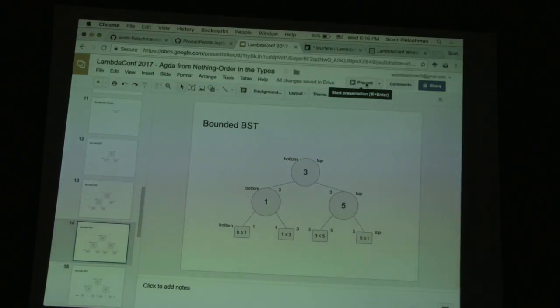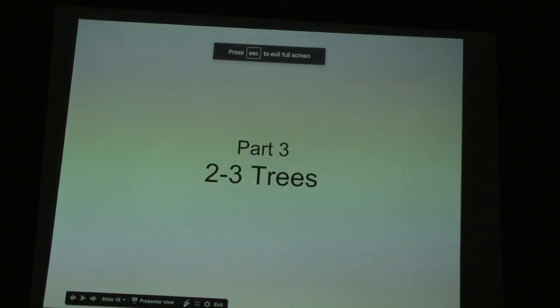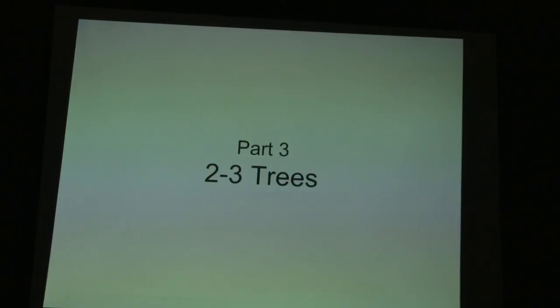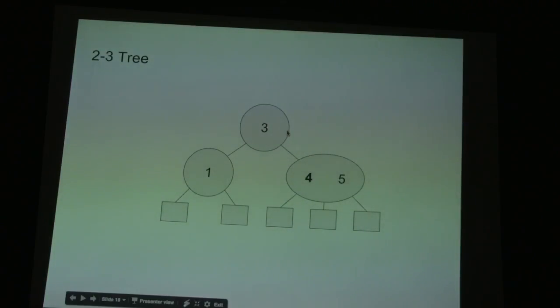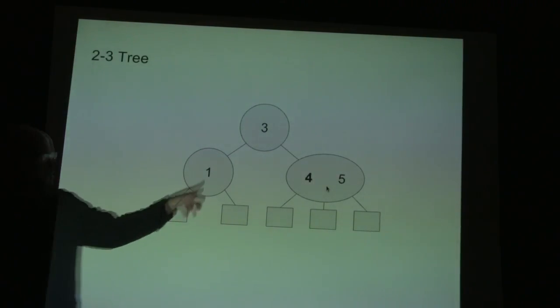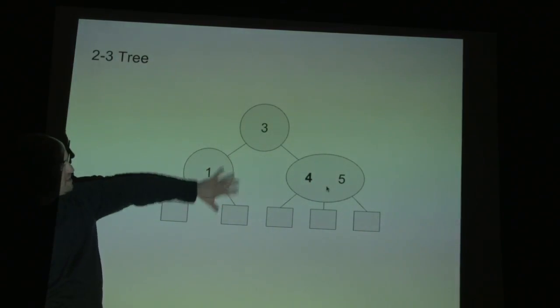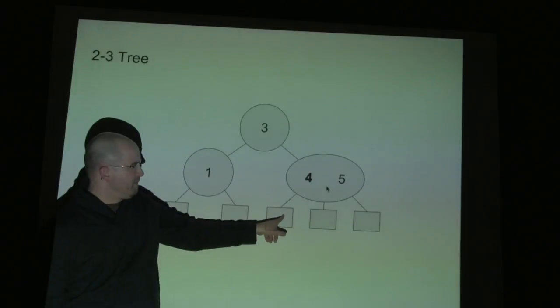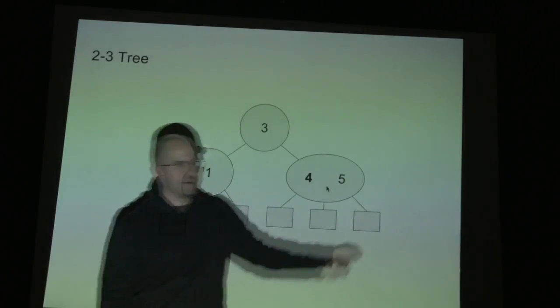All right, so now I won't do any more live coding, but I will show you code. So 2-3 trees. If we insert a 4 into here, what we allow now is a node to have 2 values. And everything here needs to be less than 1, everything here needs to be greater than 1, but of course all of these need to be less than 3. Well, this one, stuff in here needs to be less than 4, stuff in here needs to be between 4 and 5, and this one needs to be greater than 5.